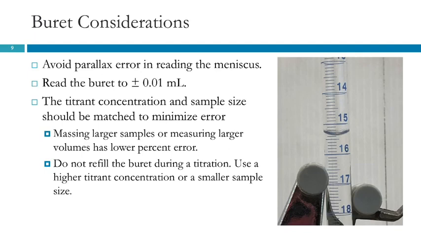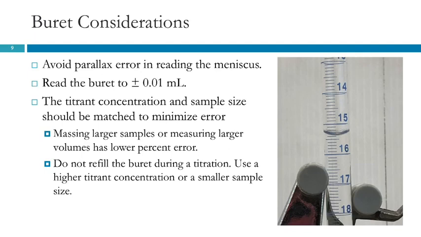Another thing we want to do is we want to make sure that our titrant concentration and our sample size match up. So what do I mean by that? We want to use a reasonable volume of our titrant. We don't want to have to refill the burette, so we don't want to use more than the burette holds, but we also don't want to just use 2 or 3 milliliters. Because the larger the volume we measure, the smaller the percent error. So we want to use enough titrant, but we don't want to use too much. So it's a balancing act between your sample and your titrant concentration.